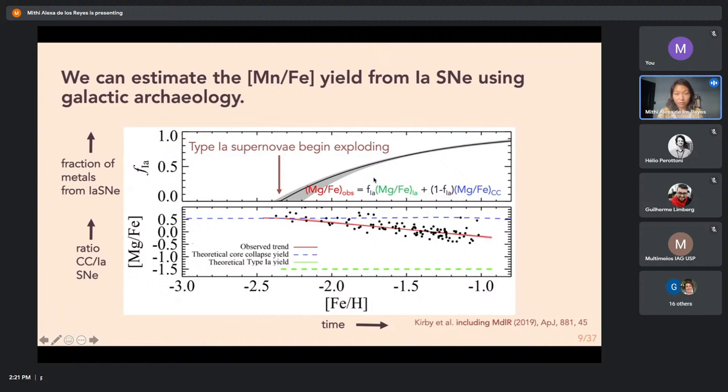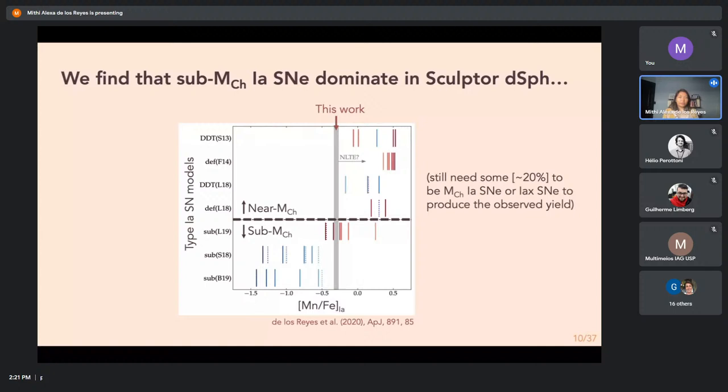And so we can use that to actually solve for this quantity F1a. And then once we know F1a from something like magnesium, then we can use F1a to compute this green quantity for other elements like manganese. So this is the thing that allows us to figure out how much manganese comes just from type 1a supernovae. And so when we do that for, let's start with one dwarf galaxy. Again, I'm choosing Sculptor because Sculptor is, I think, one of the easier dwarf spheroidal galaxies to work with.